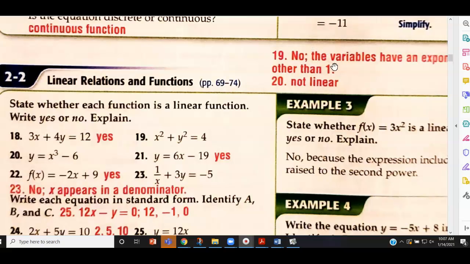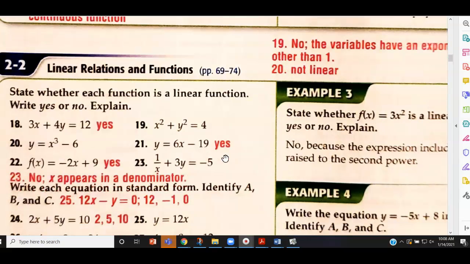19's over here. The answer is no, the variables have an exponent other than 1. This is actually the equation of a circle with radius 4. Okay, so it's actually a circle with radius 4. 21 is yes, that's linear. And 23 is no. X appears in the denominator.